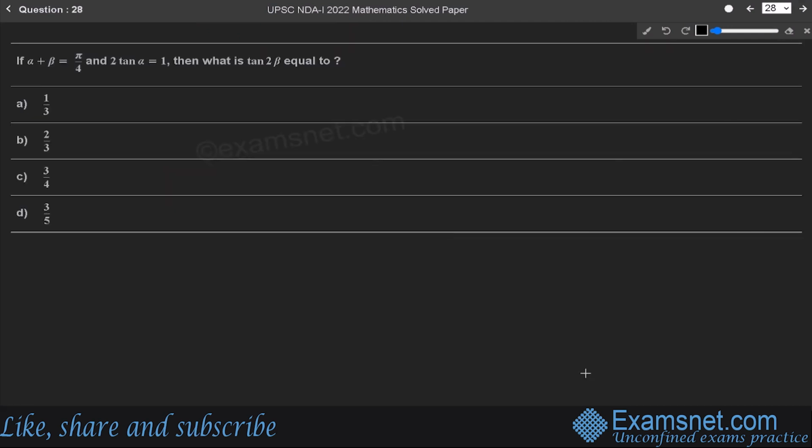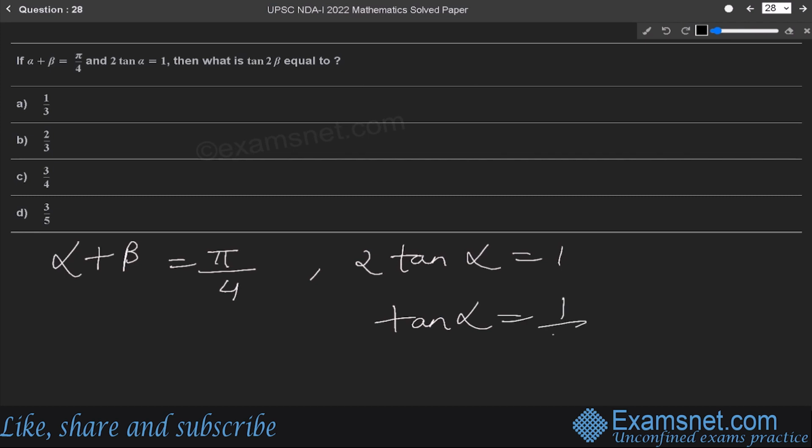Next question is, if alpha plus beta is equal to pi by 4 and 2 tan alpha is equal to 1, then what is tan 2 beta equal to? Again you can see that this is a question which comes from the most important topic, which is trigonometry. And you also have to understand that it is very useful in mathematical applications. So now in the question it is given that alpha plus beta is equal to pi by 4. Also 2 tan alpha is equal to 1. It means that tan alpha is equal to 1 by 2.